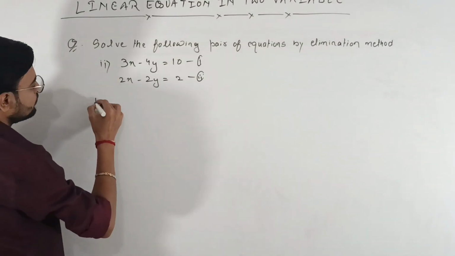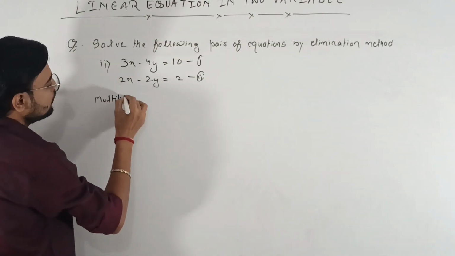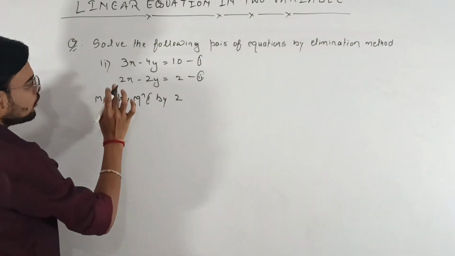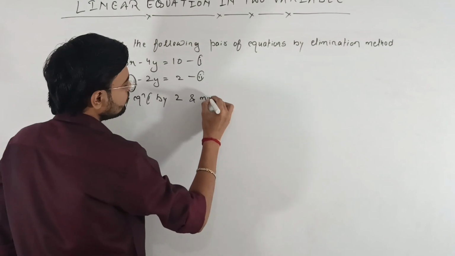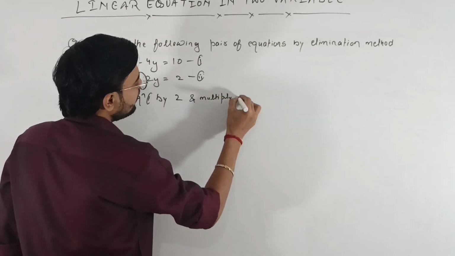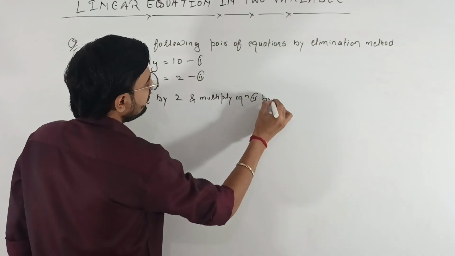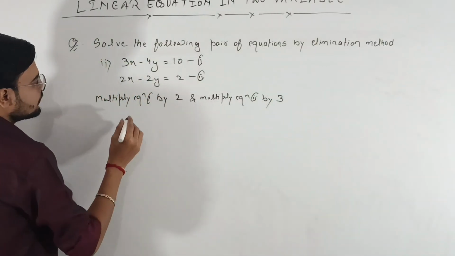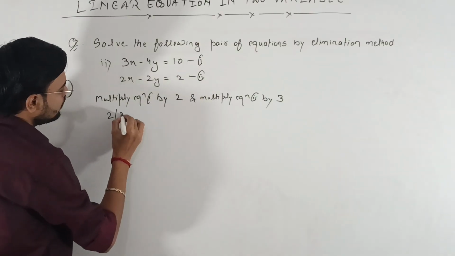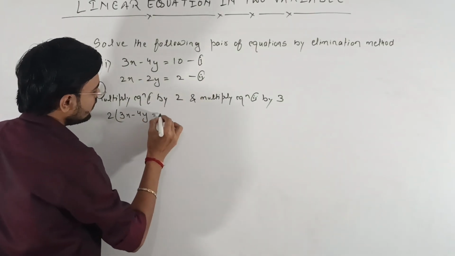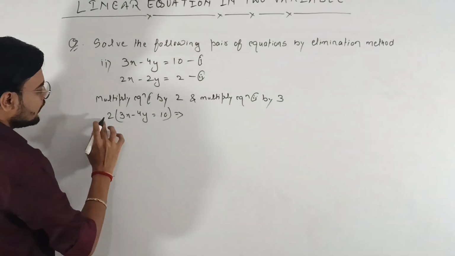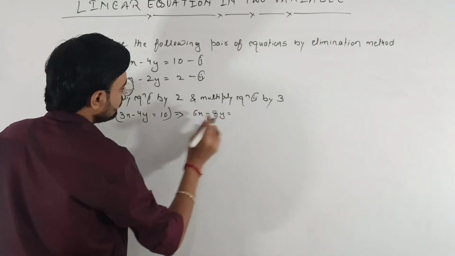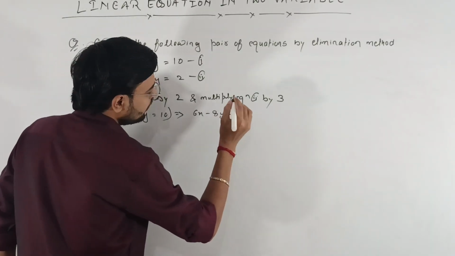Okay. So, now look. Multiply equation first by 2 and multiply equation second by the coefficient of the first equation, that is 3. Now multiply this equation 1 by 2. So 3x minus 4y is equal to 10, and this will become 6x minus 8y is equal to 10 into 2, 20.